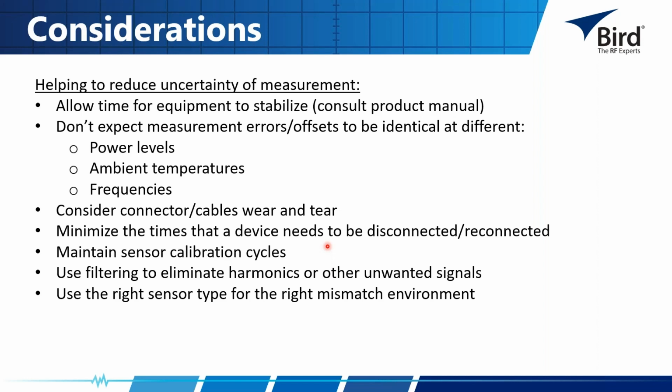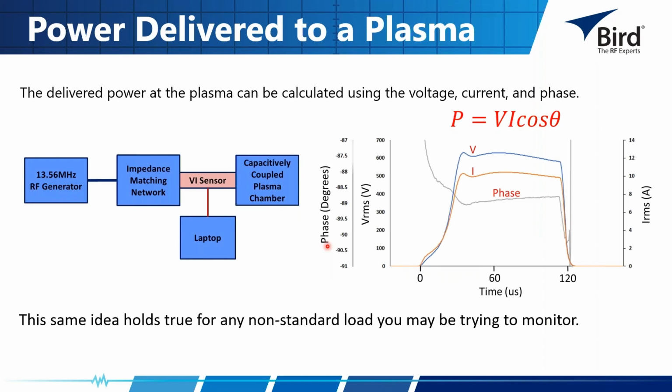Using the right sensor type for the right mismatch environment. This is one we didn't really get to talk a whole lot about, but it comes down to the idea I mentioned earlier that you're not always around 50 ohms. So particularly when you're trying to measure higher power devices, especially a dynamic load like a plasma chamber, it's good to measure with a VI sensor.